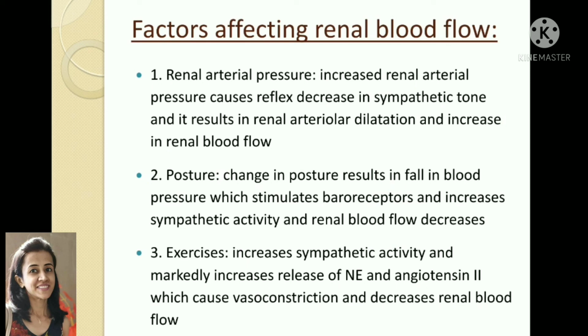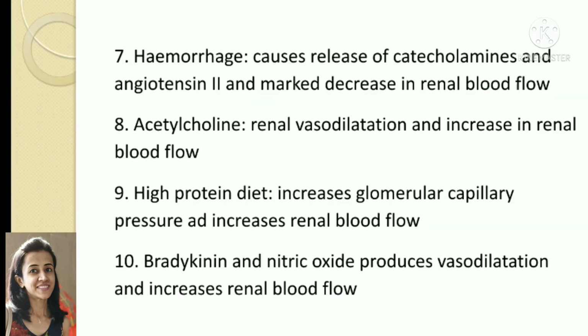Angiotensin 2, in low concentration, causes constriction of efferent arterioles, but in high concentration it causes constriction of afferent and efferent arterioles and renal blood flow decreases. Catecholamines: norepinephrine causes constriction of renal vessels, mainly interlobular arteries, afferent and efferent arterioles. Dopamine causes renal vasodilatation. Prostaglandins E2 and I2 cause dilatation of afferent and efferent arterioles. Hemorrhage causes release of catecholamines and angiotensin 2 and decrease in the renal blood flow.